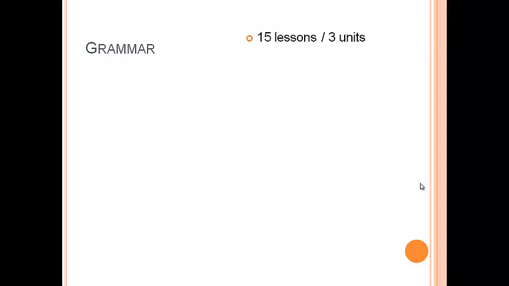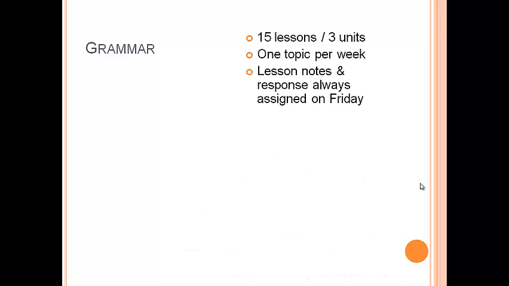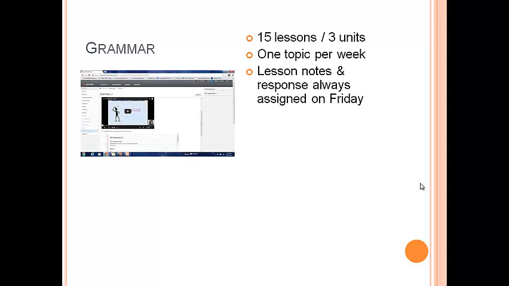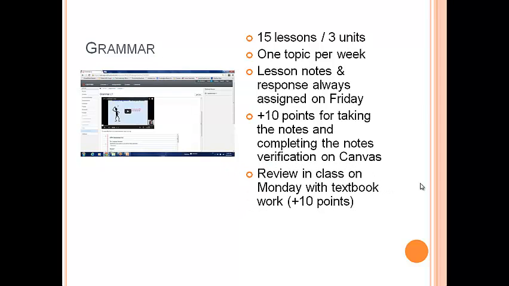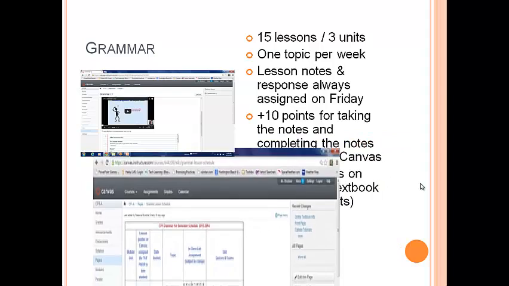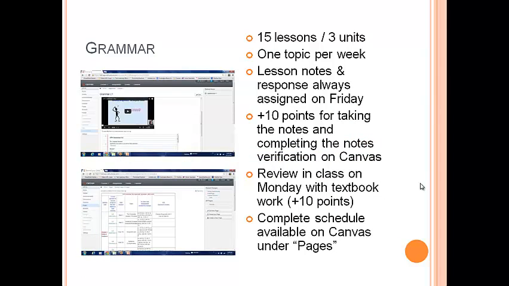The grammar comes in 15 lessons. There's 1 topic per week. Lesson notes and responses are always assigned on Friday, and they'll get 10 points for taking the notes and completing the notes verification on Canvas. Then they'll come in on Monday, and we will review that concept using the textbook, and they will get another 10 points. The complete schedule for the grammar is posted on Canvas under Pages, and if a student is absent for some reason, they can go to that page, and the book assignments are all listed there for the semester.